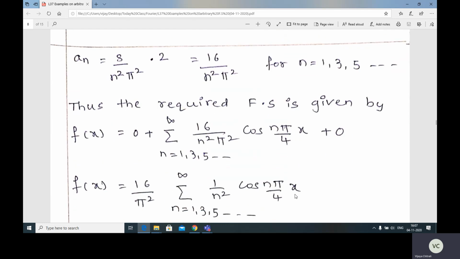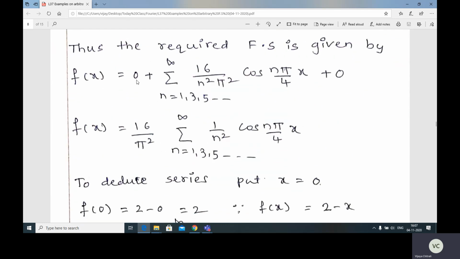Thus the required Fourier series is given by f of x is equal to a naught by 2, which is 0, plus summation n is equal to odd. We are taking odd numbers 1, 3, 5, and so on up to infinity, 16 divided by n square pi square cos n pi by 4 x, plus bn is 0. And f of x is equal to, take 16 by pi square outside, summation of n is equal to 1, 3, 5, and so on up to infinity, 1 upon n square cos n pi by 4 x.